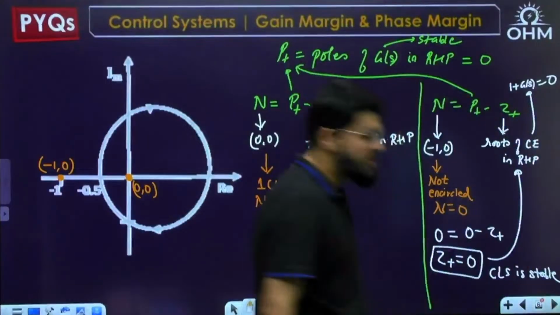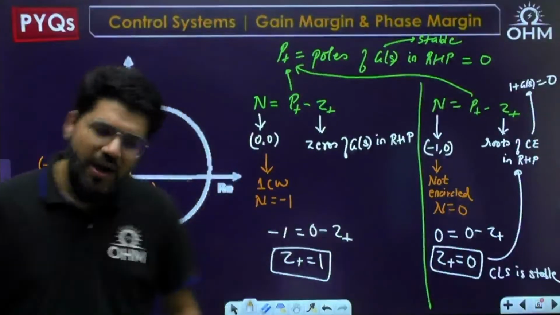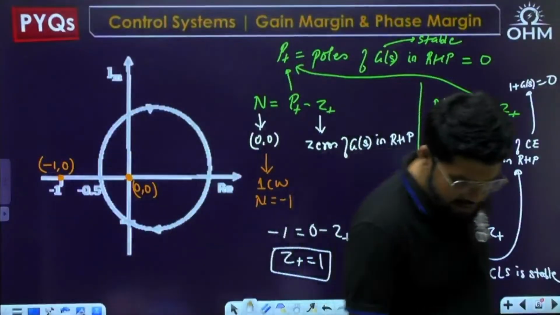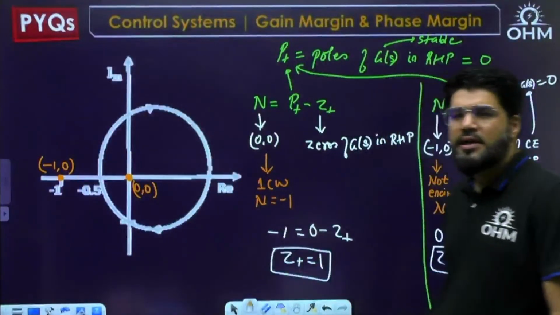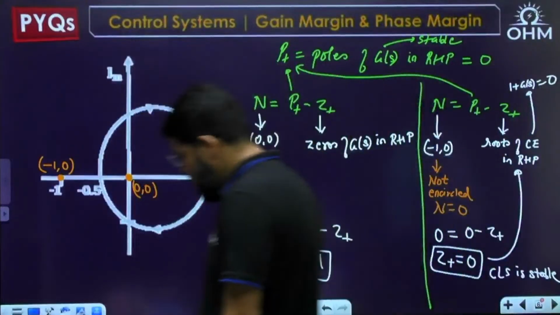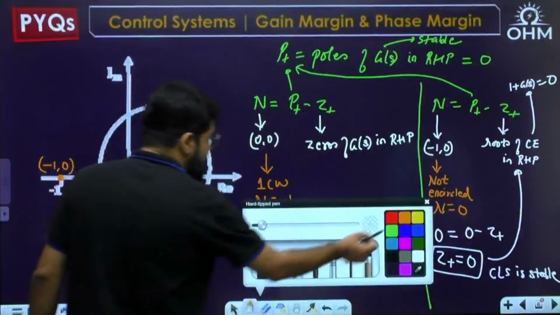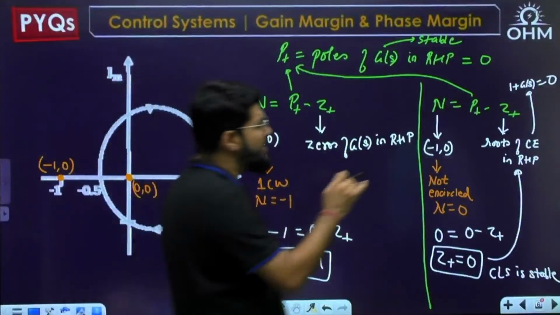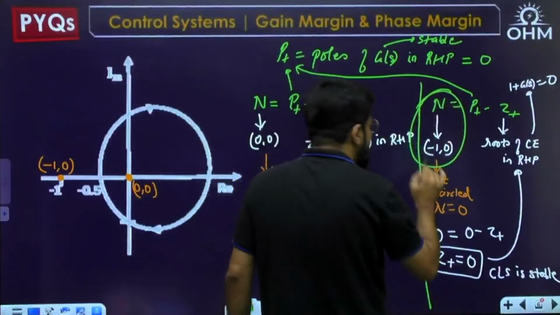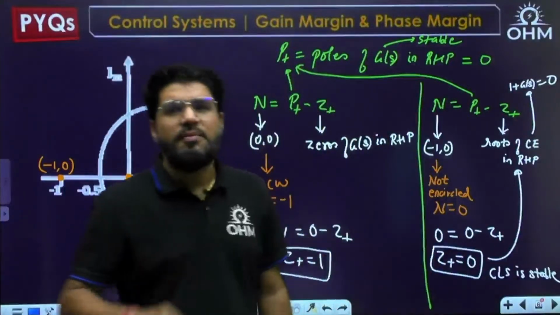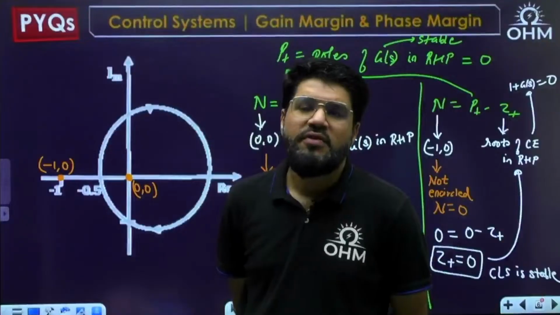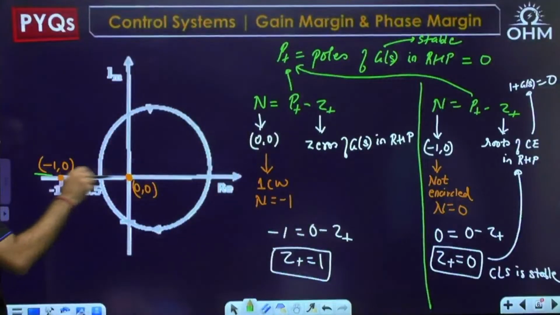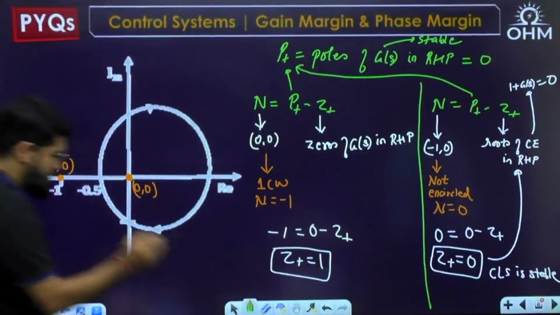The closed loop system is stable. Got it? Now, we know that this closed loop system is stable. Keep listening. Now, where is the -1 comma 0 point? For stability analysis, what is important is the encirclement of -1 comma 0. -1 comma 0 lies on the negative x-axis, correct?